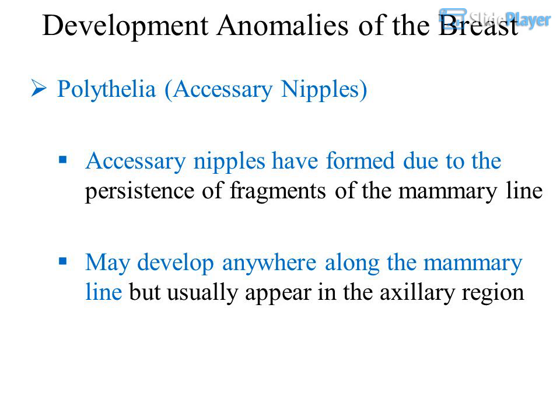Developmental anomalies of the breast. Polythelia, accessory nipples. Accessory nipples form due to the persistence of fragments of the mammary line. They may develop anywhere along the mammary line but usually appear in the axillary region.